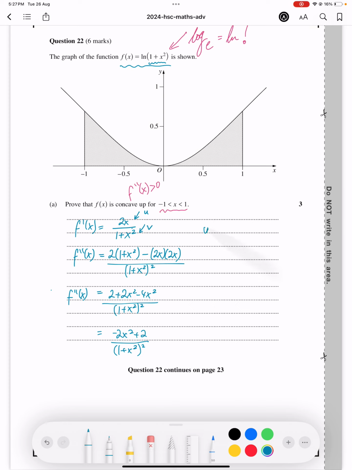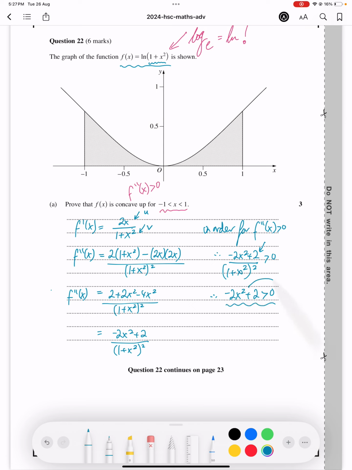Now, in order for f double dash of x to be greater than 0, therefore the minus 2x squared plus 2 over 1 plus x squared all squared has to be greater than 0, which means that the numerator itself has to be greater than 0. And so let's just focus on that for a second.